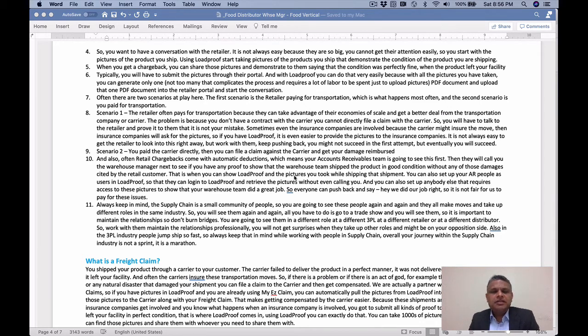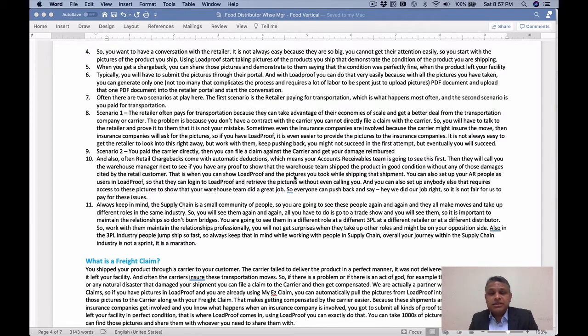Scenario 1, the retailer often pays for transportation because they can take advantage of the economies of scale, right, and get a better deal from the transportation company or carrier. The problem is, because you don't have a contract with the carrier, you cannot directly file a claim with the carrier. So you will have to talk to the retailer and prove it to them that it's not your mistake.